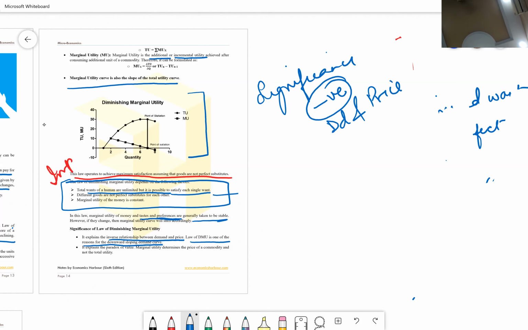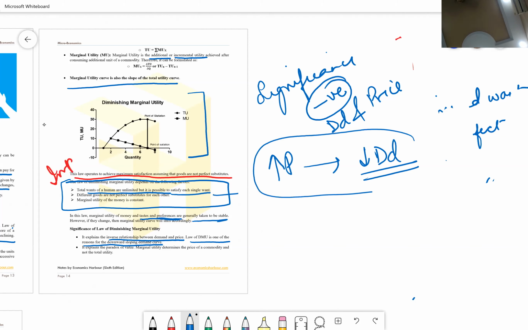As you consume more and more of a commodity, you won't be as willing to purchase that commodity as you were before, right? So the willingness to purchase the commodity at a given price falls with each successive unit consumed. Therefore, at a higher price, when you've consumed a number of units, your willingness to pay will decrease. And hence, there will be a negative relationship between price and demand.